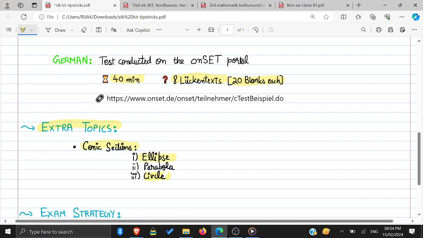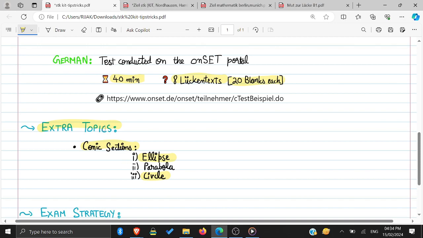Parabola I have not seen in the tests, but you could read about that. It's not too complex. Just have a look at the formulas and the application of the formula, because they're going to be simple questions if you know the formula, because not everyone knows the formula. So just read through these things before, from your high school textbook or whatever.